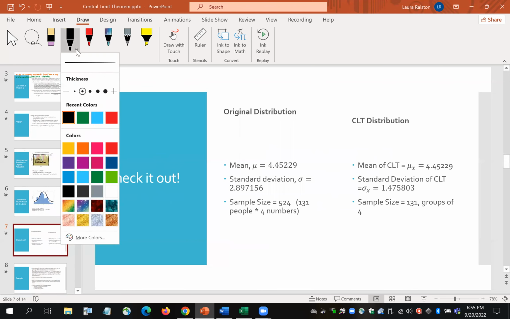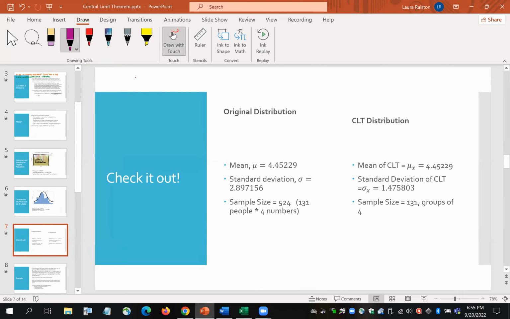The two results that come out of this that are important to you are that the mean of the original is equal to the mean of the central limit theorem. And if you look at these numbers, guys, look, 4.5229, 4.5229. I didn't make it up. Those are the actual numbers when you run the statistics.